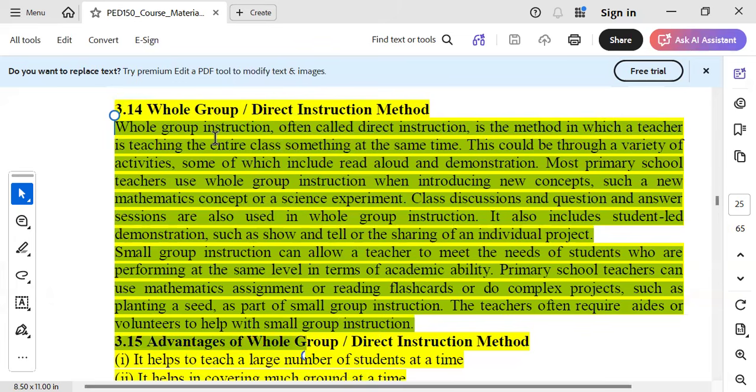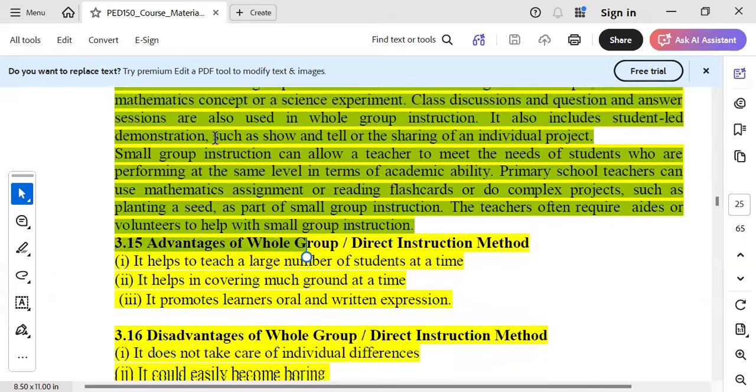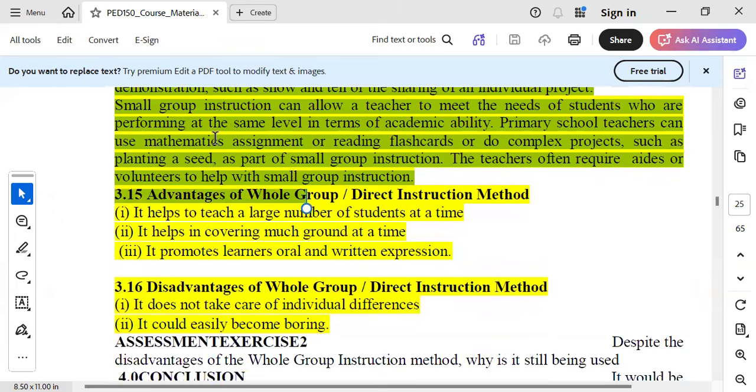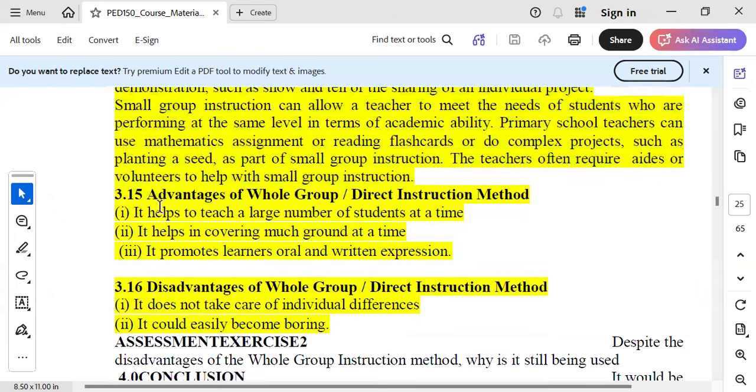Okay, let me read it. Let's complete it. We'll check the explanation. Advantages of whole group or direct instructional method. There are two things here. Don't forget those ones that are having two names.